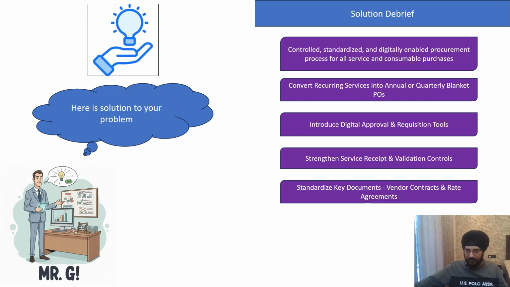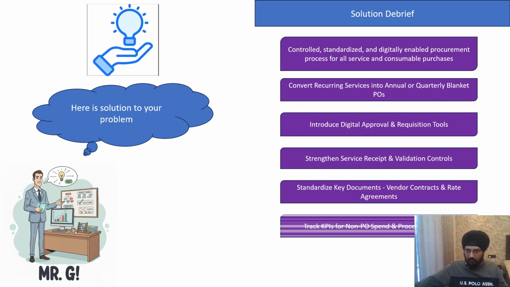Strengthen service receipt and validation control. Standardize key documents like vendor contract and rate agreement, and then track KPIs for the non-PO spend in the processes. Make sure that we have adequate controls. So largely, the solution being provided is a mix of process changes and digitization. However, adherence to the knowledge and understanding of the process is key to the success of any process. So process, people, and technology, these three points required for any solution have been taken into consideration while providing the solution.